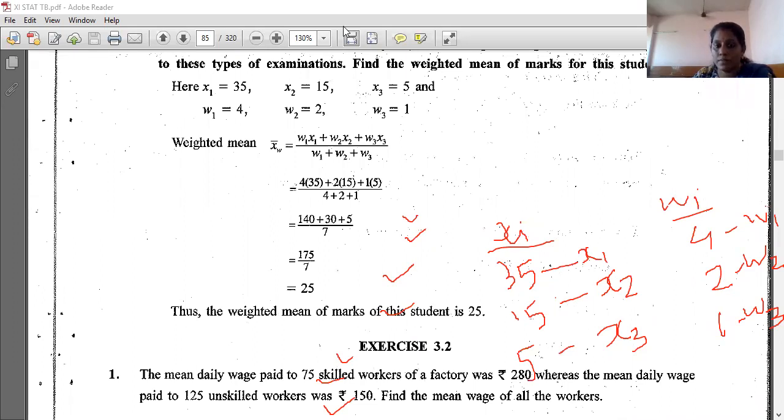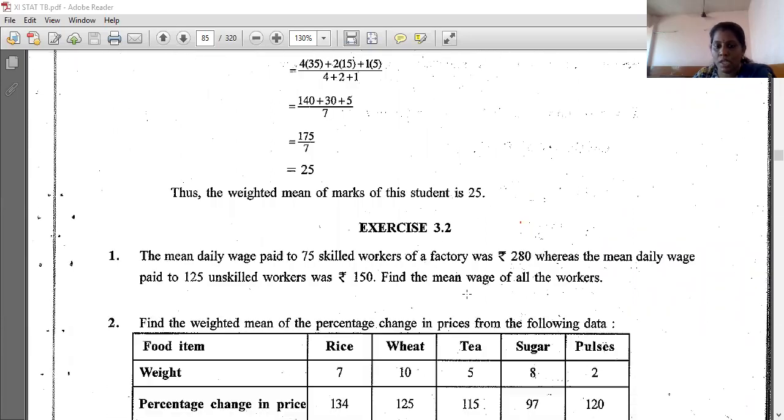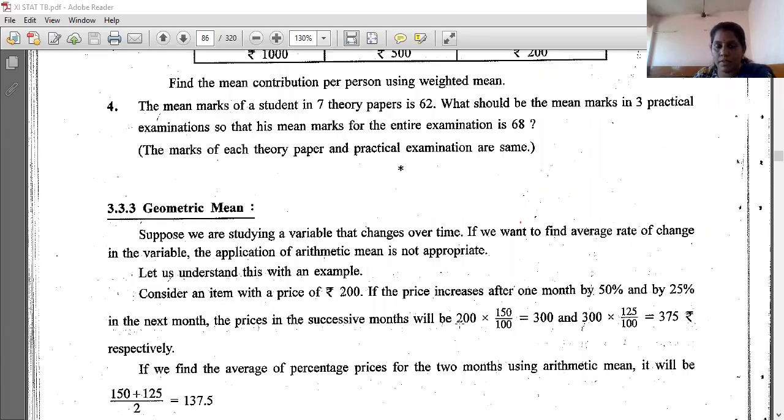Now 3.2, 3.3 and 3.4 sums they have given. I will explain 3.2 and 3.3 together afterwards, in the next video. Now we will see the geometric mean. One more theory we will see.